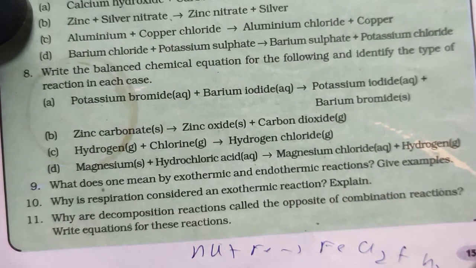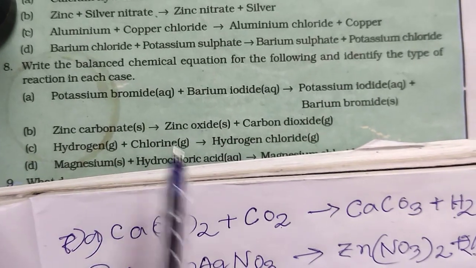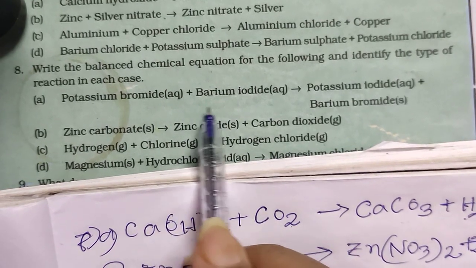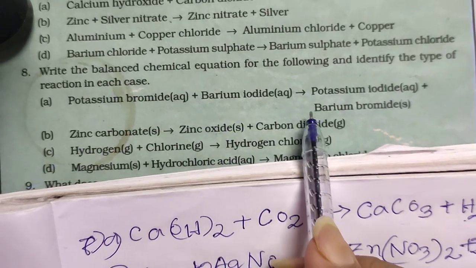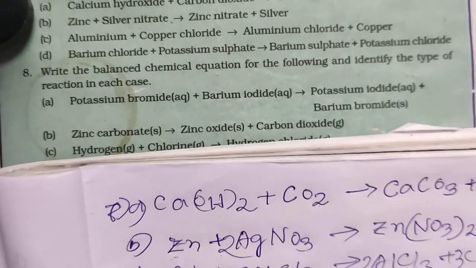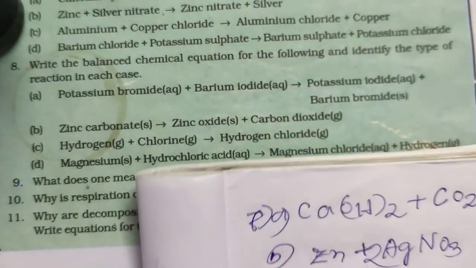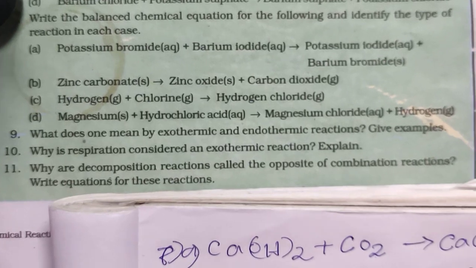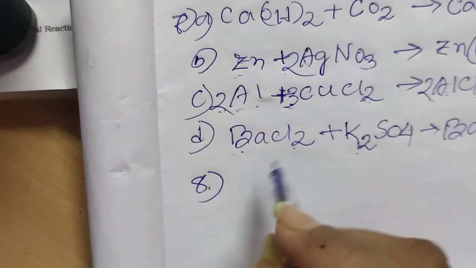Okay, so check which type this equation will be. Next, see the first question, A. Potassium bromide reacts with barium iodide to form potassium iodide and barium bromide. Okay, so question number 8A, potassium bromide.